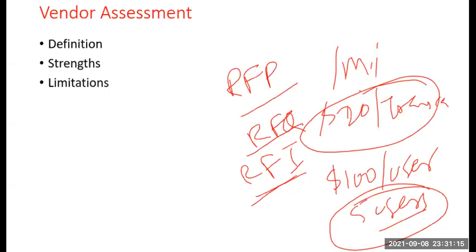And also licensing. For example, one vendor is saying you have to buy a license for at least 5 years. Another vendor is saying, I'm flexible.